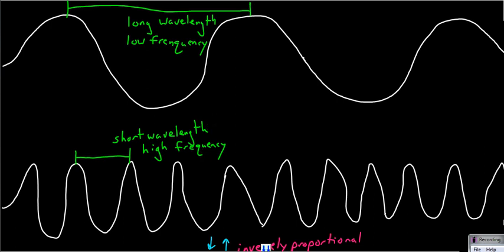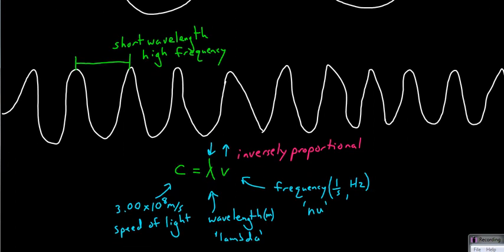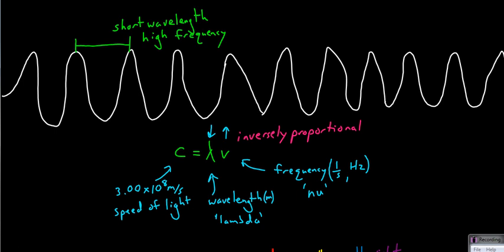We can see that the wavelength and the frequency of electromagnetic radiation are inversely proportional. As the wavelength goes down, going from high to low wavelength, the frequency goes up, going from the low to the high frequency. We can see that wavelength times frequency is equal to a constant.